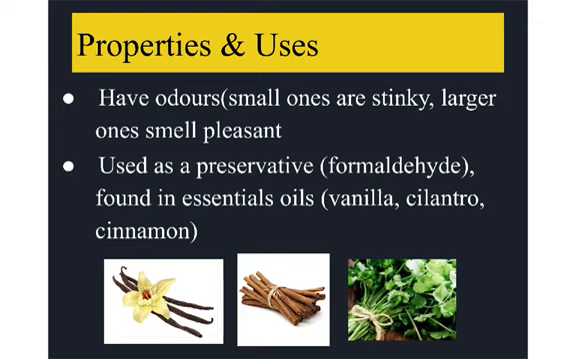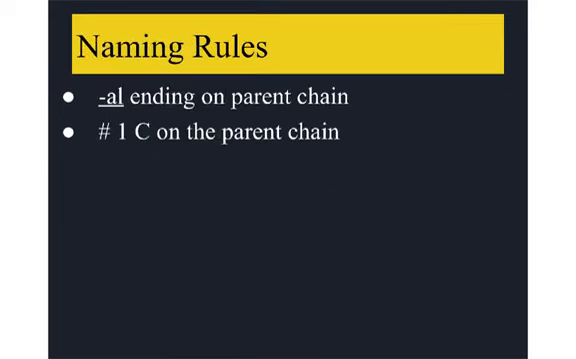But the larger ones are really nice smelling, so essential oils, and in nature, things like vanilla, cilantro, cinnamon, these are all things that have aldehydes. When you're smelling those smells, those are aldehydes that you're smelling. The naming rules are really straightforward. You're going to give it an AL ending. So think of the word aldehyde starts with AL, the ending becomes AL. So again, just like before, let's say you have butane, and you want to show that it has a double bond O on the end.